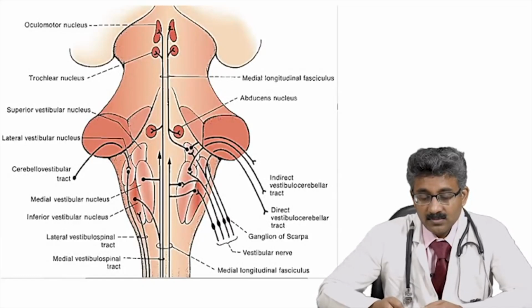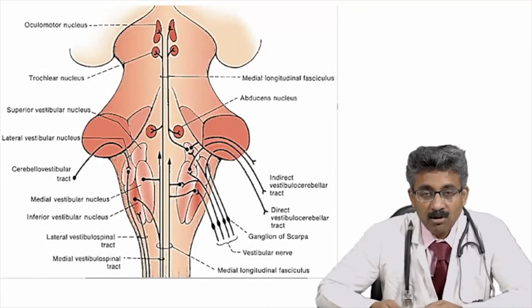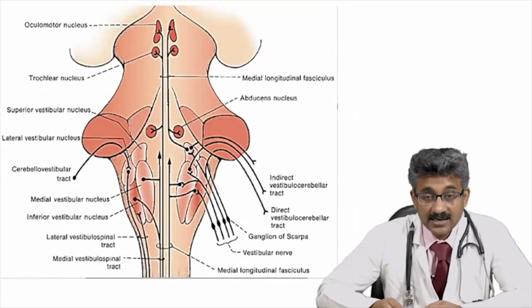Then in the peripheral nystagmus, the nystagmus will be towards the opposite side and the patient will fall towards the same side. Suppose the right side vestibular is damaged, the patient will fall towards the same side and the nystagmus will be towards the opposite side, whereas the slow component will be towards the same side. The fast component will be towards the opposite side in the peripheral nystagmus.